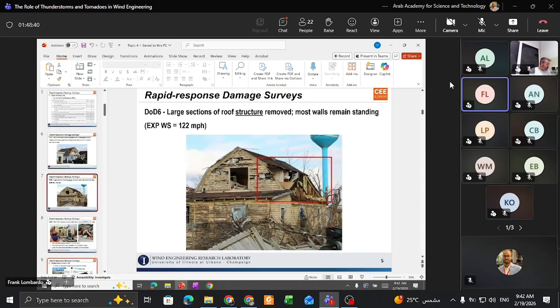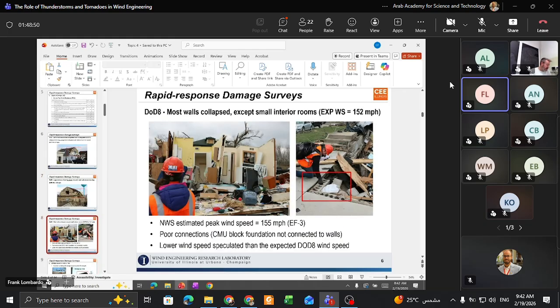Here's another example. I showed this picture before. You would go out and rate the DOD for this one. You could say, okay, it's DOD 6, and give that a wind speed. I showed this image before. This was also in Illinois. You say, okay, this one's pretty significant. This is DOD 8. Most of the walls collapsed except small interior rooms. It seems to fit the damage state there fairly well.